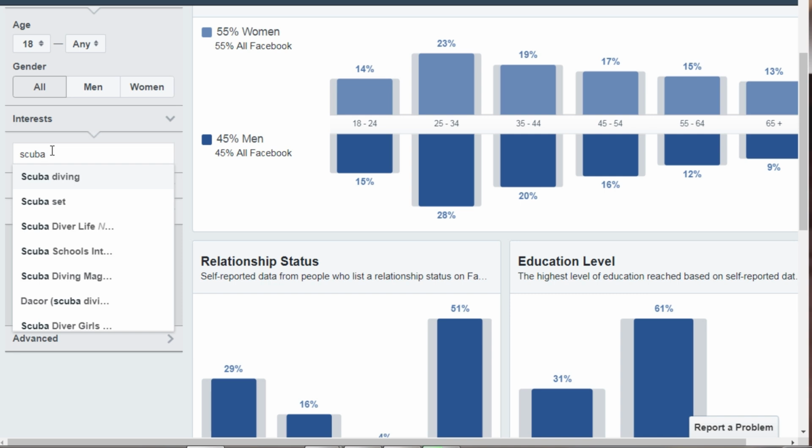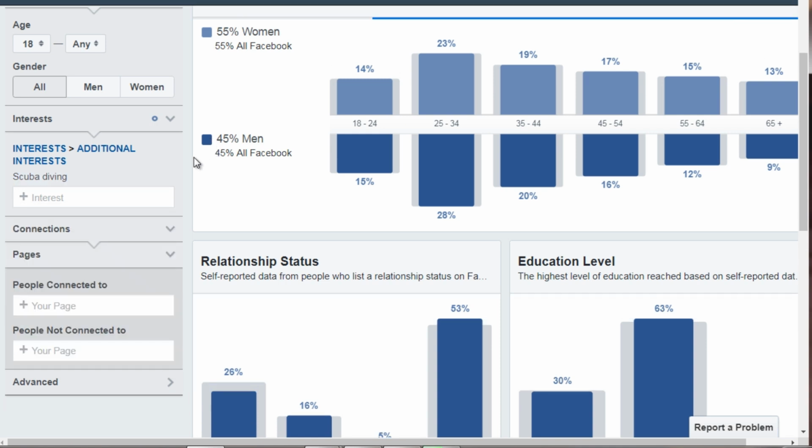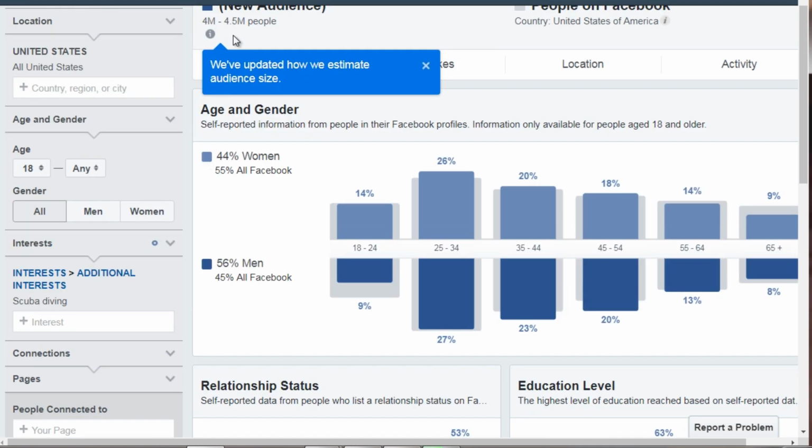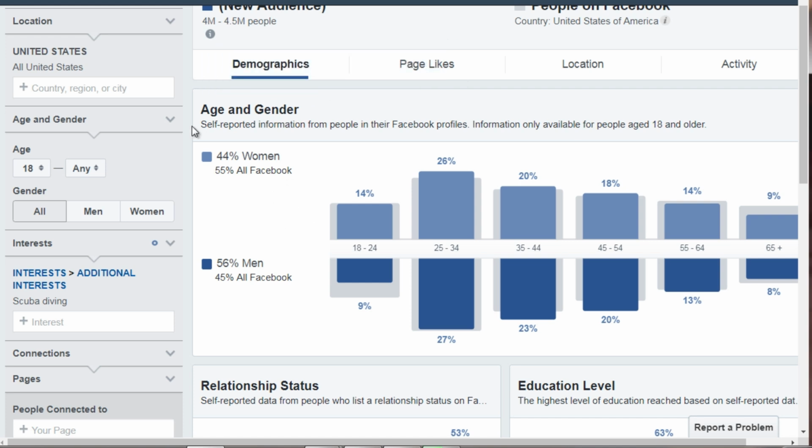So to kind of stick with what we were talking about earlier, if we type in scuba and we have scuba diving here, we see that this is an interest, and up at the top we have 4 million to about 4.5 million people who are interested in scuba diving in the United States, and that are all ages and all genders. Now, this is really interesting about Facebook. In order for them to be put into a specific interest, they have to have gone to websites that are related to scuba diving. So you can get more specific if you enter that in here.